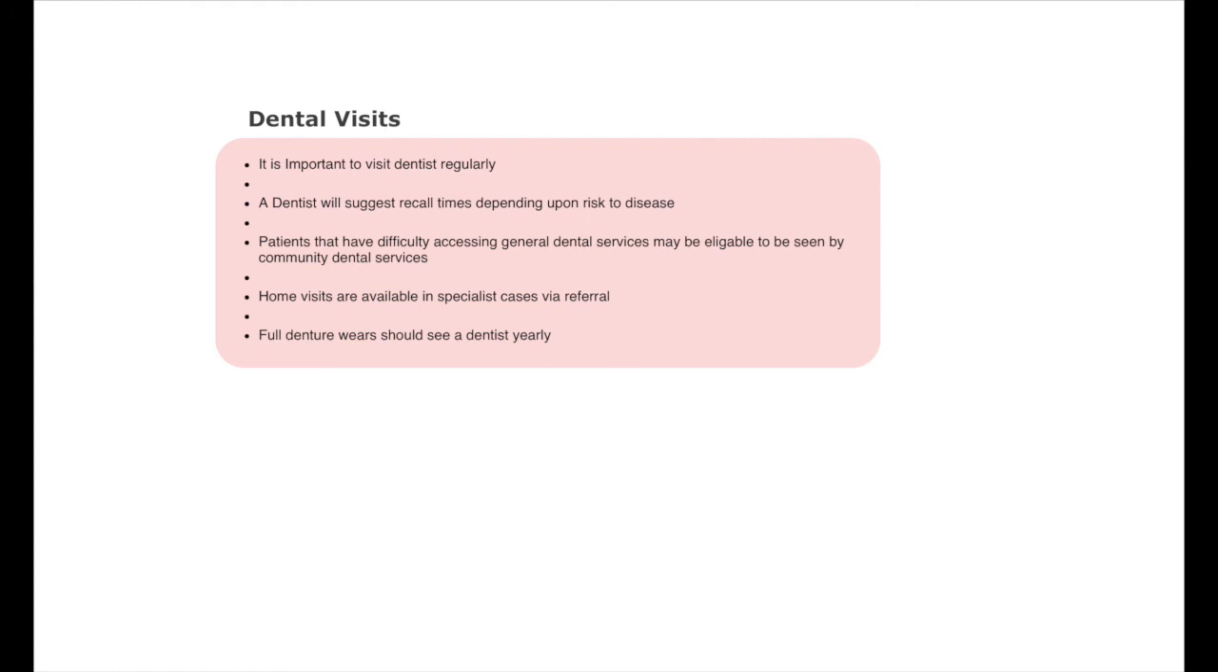Those patients or client group that do have difficulty accessing general dental services may be eligible to be seen by the community dental service. This is a service that is referral only. They do operate from community clinics, but there are home visits available. It depends on criteria and whether your client would meet the criteria for the service. Referrals can be made via GP, via residential homes, via care staff, and the information can be found on our local hospital website. Those people that do wear full dentures should also see a dentist regularly.